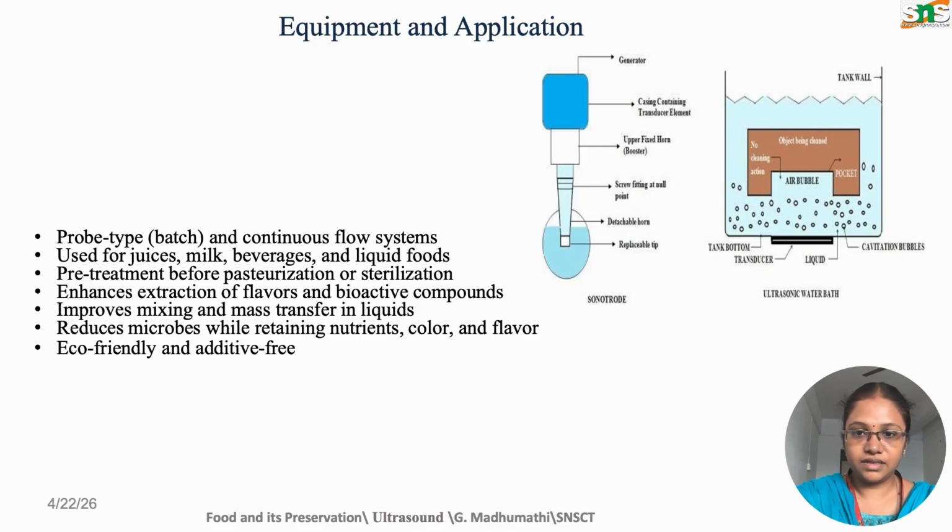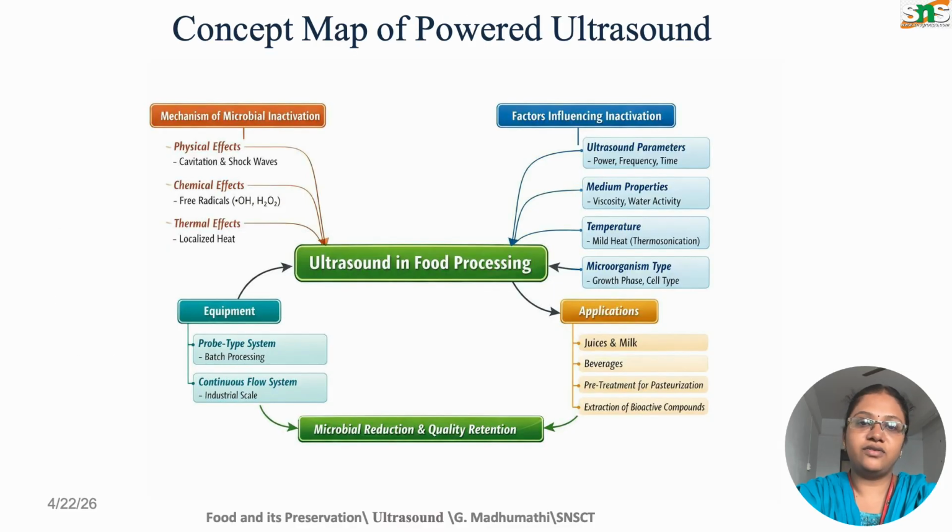In this diagram you can see how the equipment actually looks like. In a water bath, the sample will be placed and the process is done. There will be a probe type and a continuous flow system, which is mainly adopted for juice, milk, beverages, and liquid foods. It is used as a pre-treatment before pasteurization or sterilization, and it helps to enhance the extraction of flavors and bioactive compounds, as well as reduce the microbes while retaining the nutrients, color and flavor, and it is a more eco-friendly and additive-free technology.